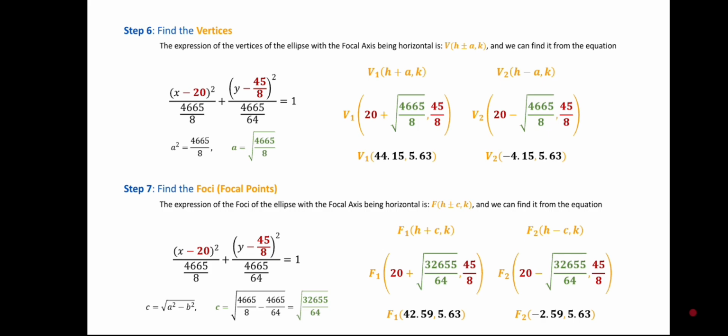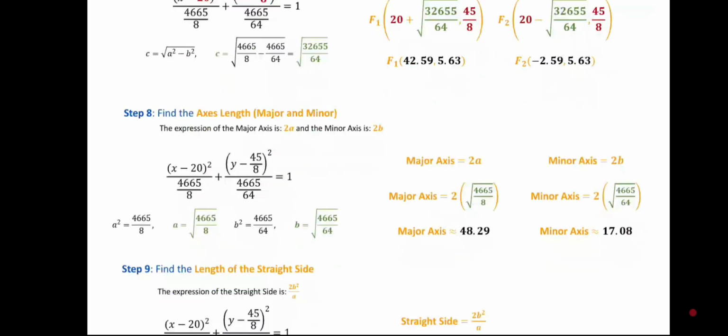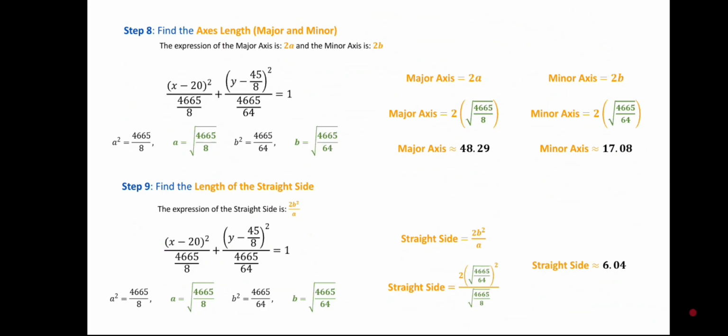Moving on to step number 7, we are going to find the focal points. The expression of the focal points of the ellipse with the focal axis being horizontal is h plus and minus c, k, and we can find it from the same equation. Now, in order to get c, we need to find the square root of a squared minus b squared. Knowing those numbers, we get that c is the square root of 32,655 divided by 64.